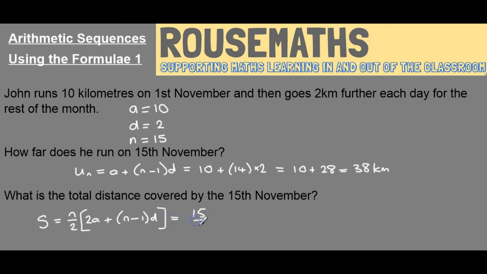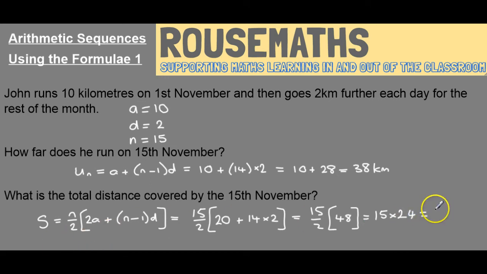So 15 terms, and the first term is 10, so that's 2 times 10. Then n minus 1, so that's 14, and d, which is 2. So that gives us 15 over 2, and then in the brackets we've got 20 plus 28. So that's 48. And then we just need to do a quick calculation of what is essentially 24 times 15, which is 360 kilometres.